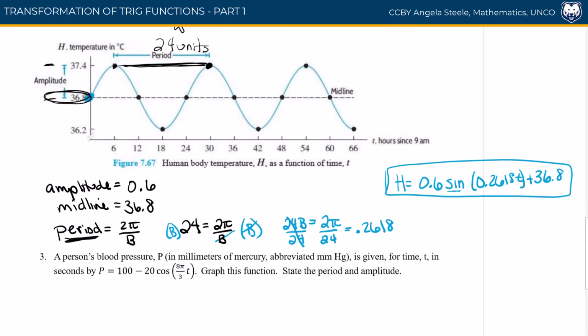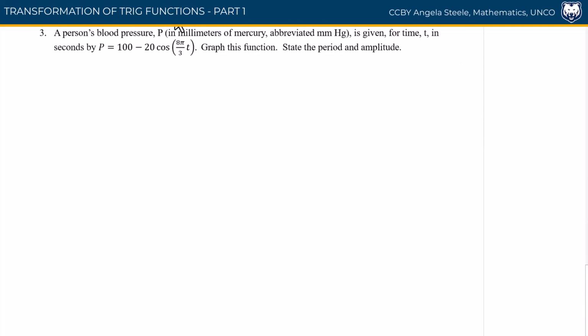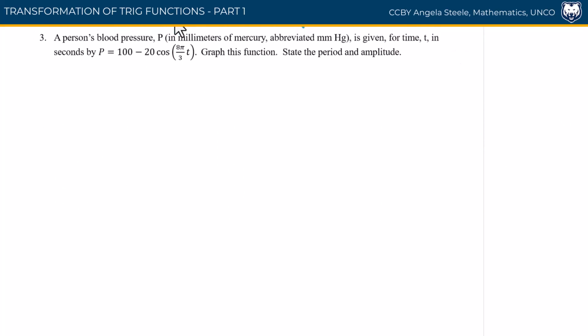Okay, and then let's go ahead and do one more. So here we've got a person's blood pressure. P is given for time t in seconds by this particular function, and we're going to graph this function as well as state the period and the amplitude. So this is the first time we are given the function and then trying to graph it from that.